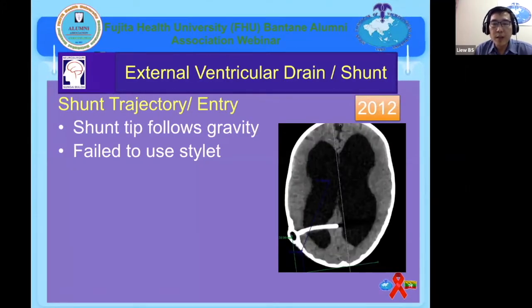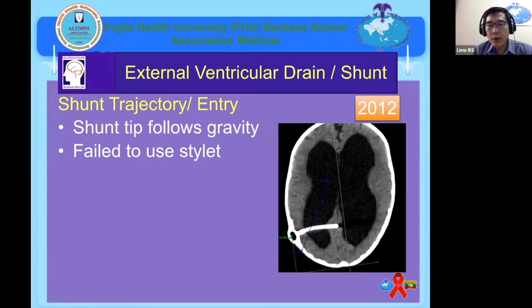And sometimes we think that with a big ventricle, we don't really need to use a stylet. I think most of the time there are some practices where we actually connect the ventricular drain to the reservoir or the Ommaya, and we think that the ventricle is big, so there's no chance that we miss the ventricle. But I would like to emphasize that because of the position of the head, we still need to use a stylet.